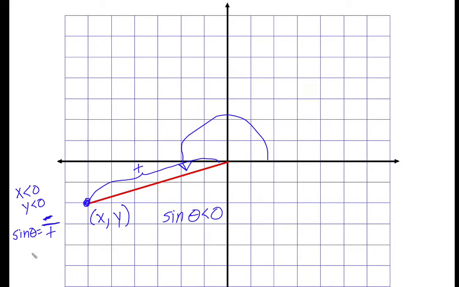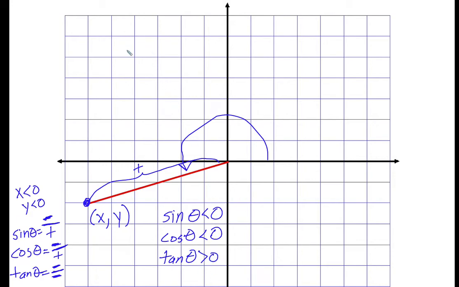How about cosine? Cosine is x divided by r. X is some negative number, I'll put a little minus sign for that, divided by r, a positive number. Cosine must be negative. How about tangent? Tangent is y divided by x. Y is negative, x is negative. Negative divided by negative is positive. Tangent must be a positive number.